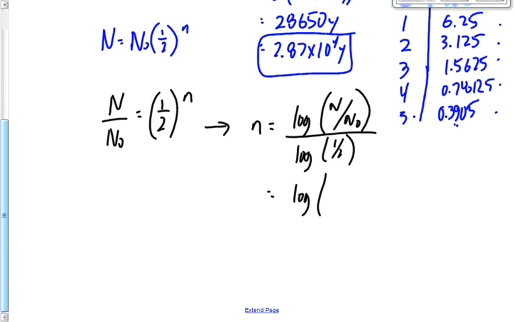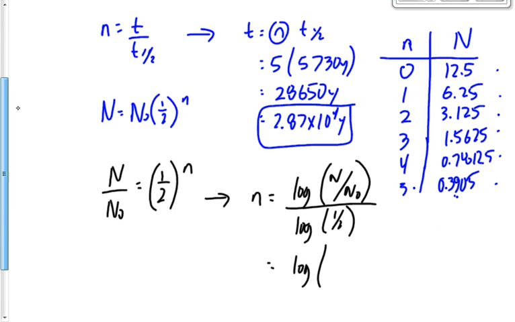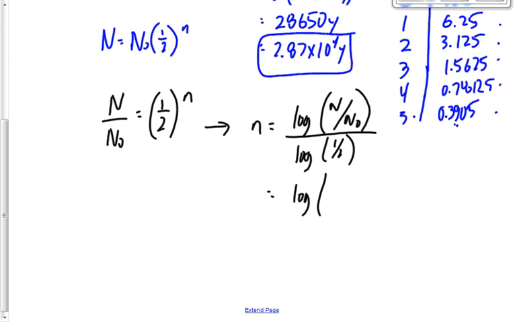What do we start off with there? 12.5? No, sorry, 0.400 kilograms over 12.5 kilograms over log of 1/2. Let's do that on our calculators now.